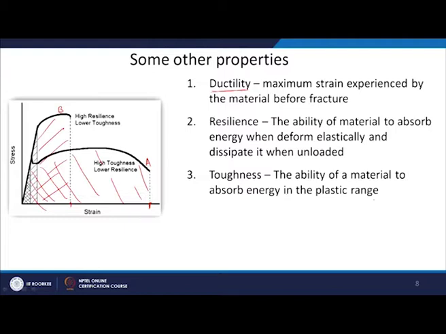So, this is basically the energy a material can take before fracture, in the plastic range. So, the ability of a material to absorb energy in the plastic range, before fracture. Very important in some materials. For example, if you are designing an automobile or you want to select a material for an automobile, how much energy it is going to take, suppose there is some kind of impact, before it fails. Of course, in that case we call it impact toughness, not only toughness. We will come to that later on.